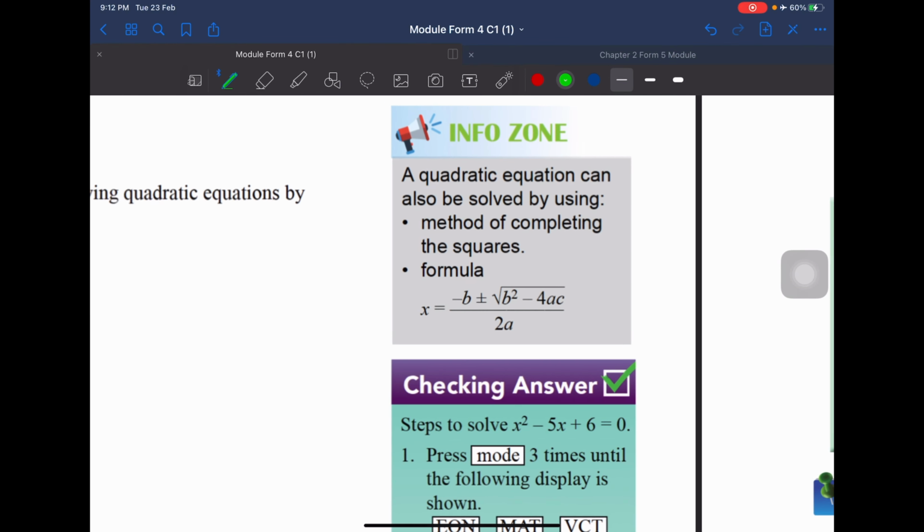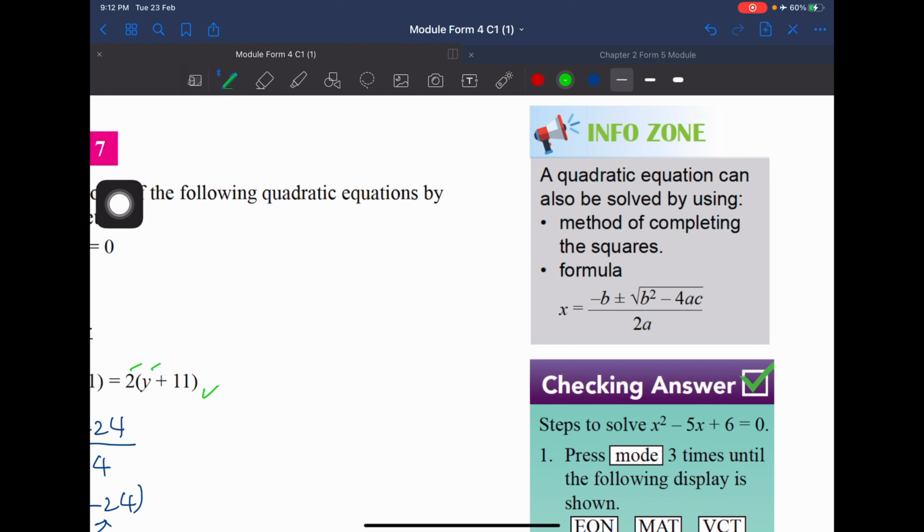Info for you. Actually, to solve the roots of the equation, you have other methods, which are the method of completing the square and by using a formula. So don't worry, you will learn these two things in additional maths. Later you can ask your additional maths teacher about these two things. You will learn them in the syllabus of additional maths, so don't worry.